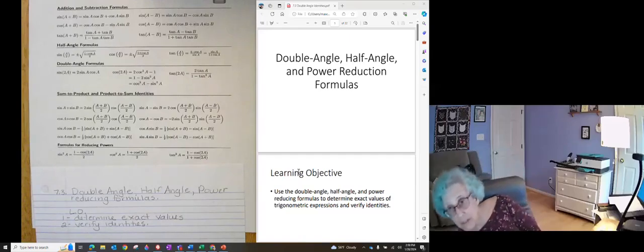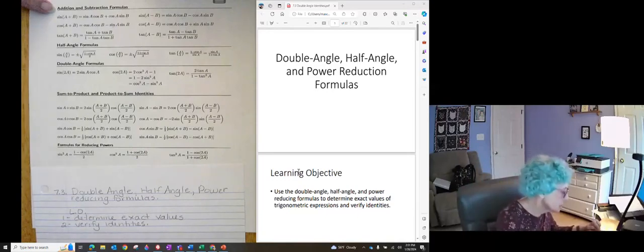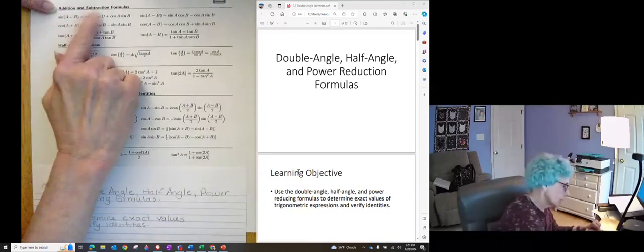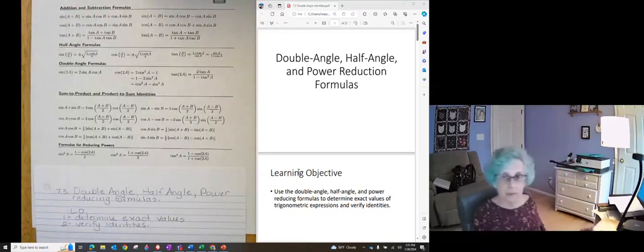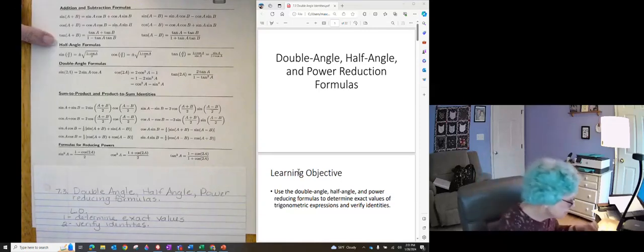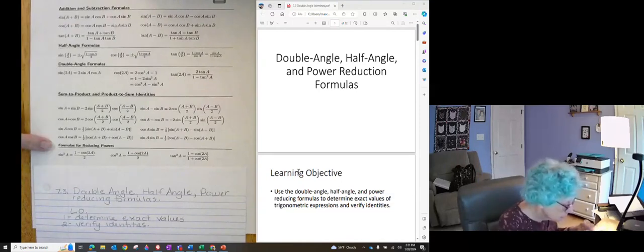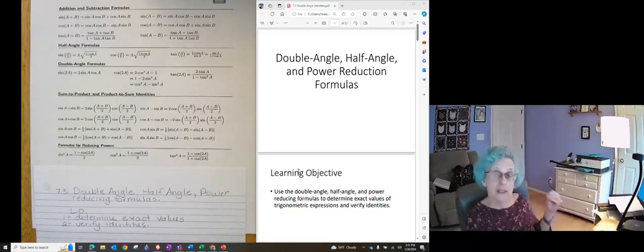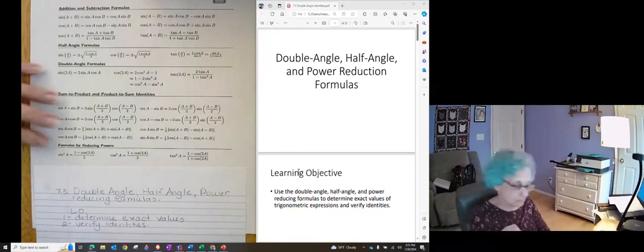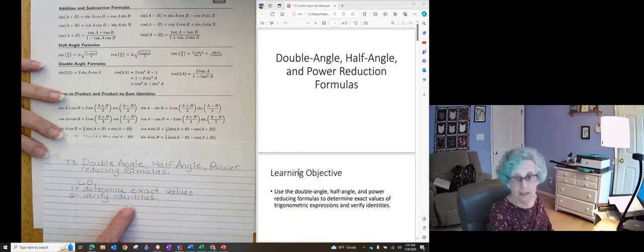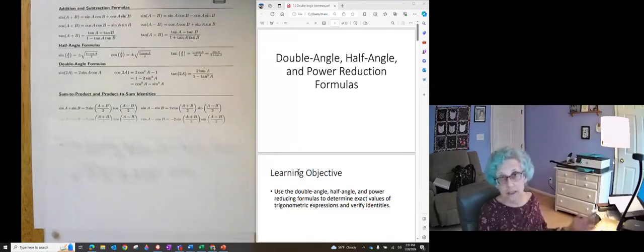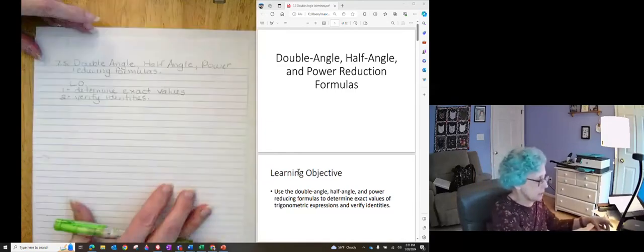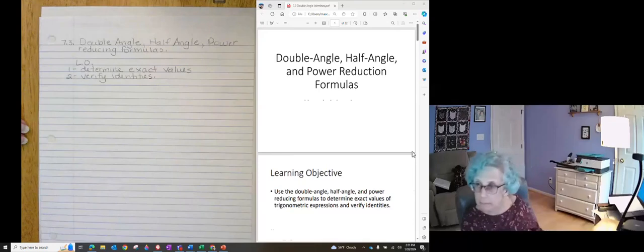Just like the previous section where we did the addition and subtraction or product sum formulas, this one you'll get to have the formula sheet on your test, so you don't have to memorize the half angle, the double angle, or the power reducing formulas. So yay, you just have to know when and how to use them. Our goals are to determine exact values and to verify identities, just like they were for that last section. So I'm going to keep my little cheat sheet nearby.